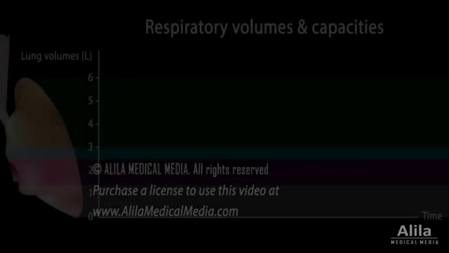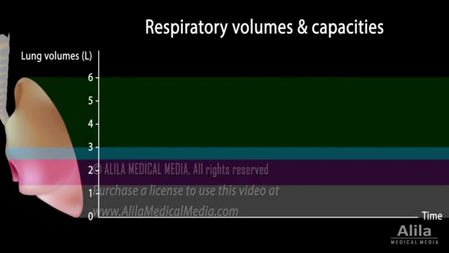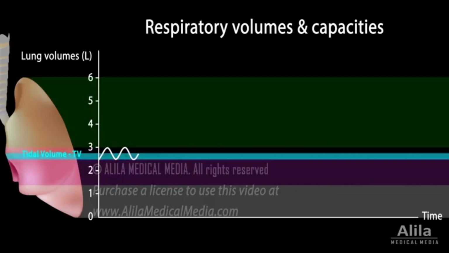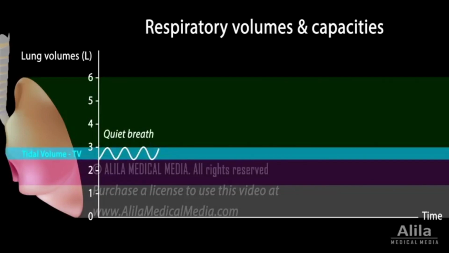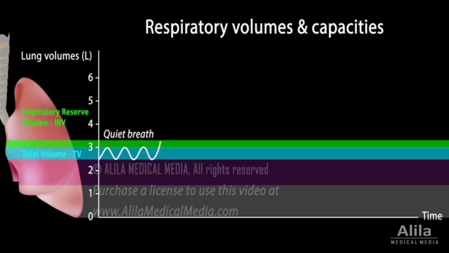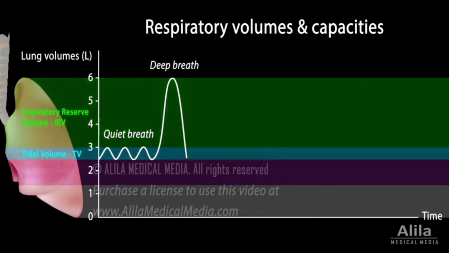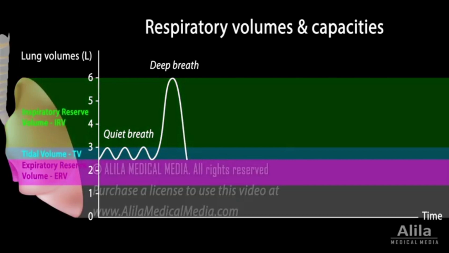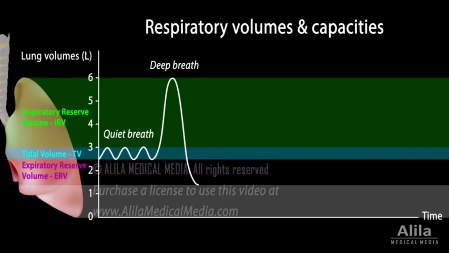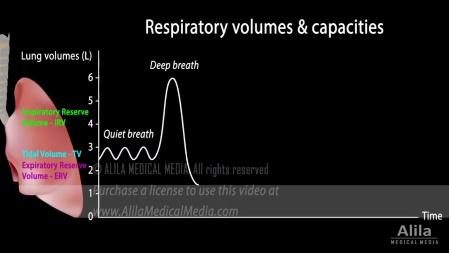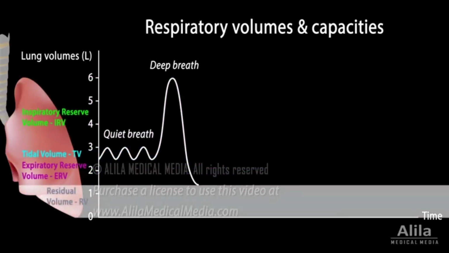A spirometry test typically reports 4 respiratory volumes: tidal volume, TV, the amount of air inhaled or exhaled during normal, quiet breathing without effort. Inspiratory reserve volume, IRV, the amount of air that can be inhaled with maximum effort after a quiet inhalation. Expiratory reserve volume, ERV, the amount of air that can be exhaled with maximum effort after a quiet exhalation. Residual volume, RV, the amount of air remaining in the lungs after a maximum exhalation.